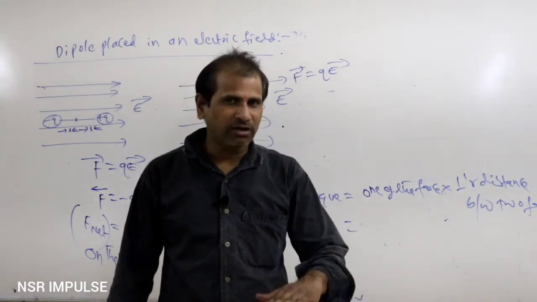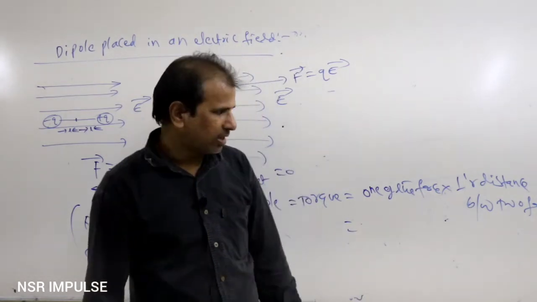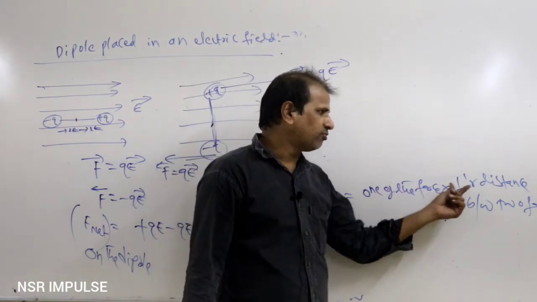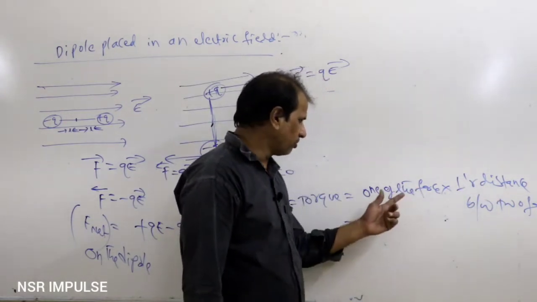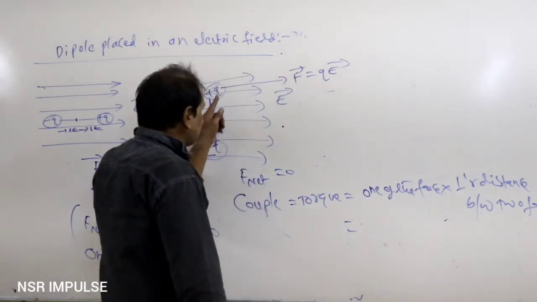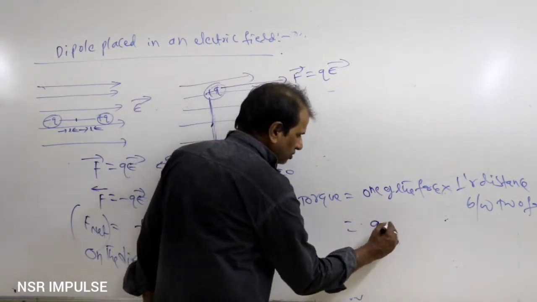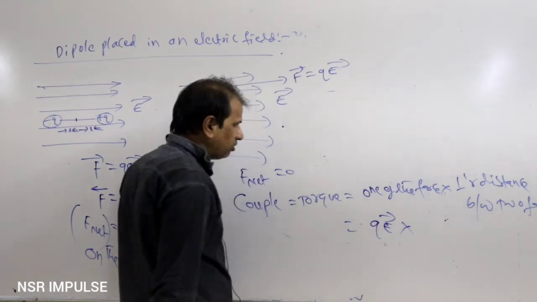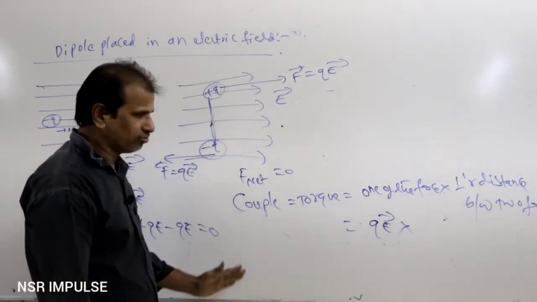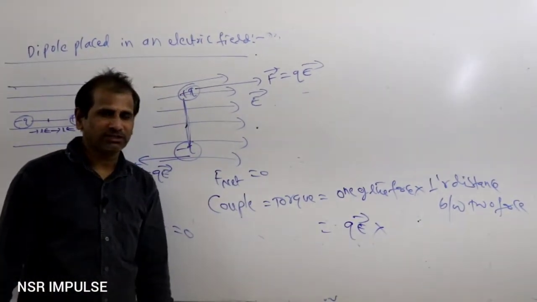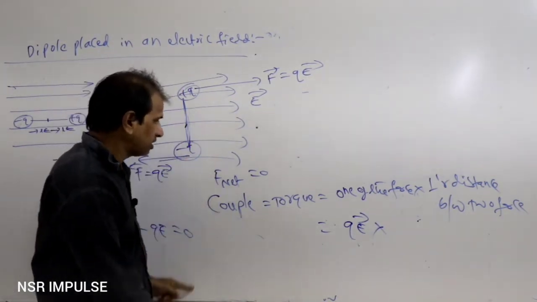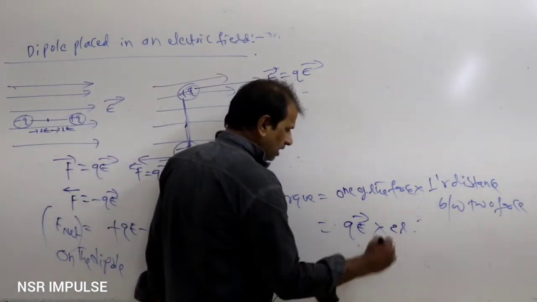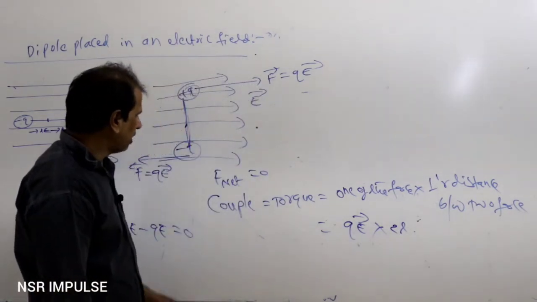Torque can be written as R bar cross F bar. Written like this, it is one of the forces into the perpendicular distance between the two forces. One of the forces is QE bar, into the perpendicular distance between the two forces. What is that perpendicular distance? The length of the dipole, which you can take as 2L.